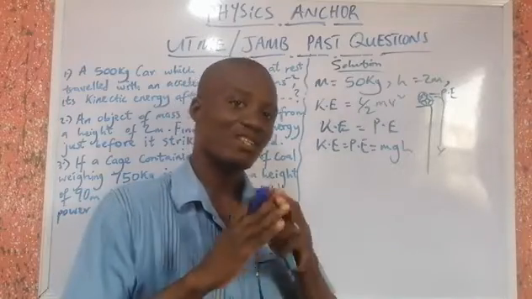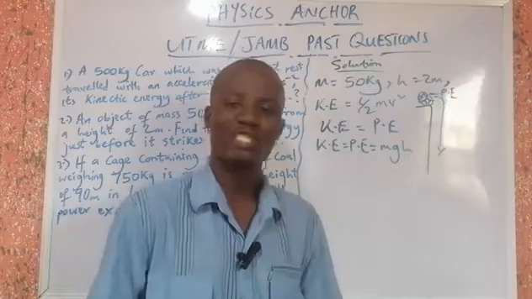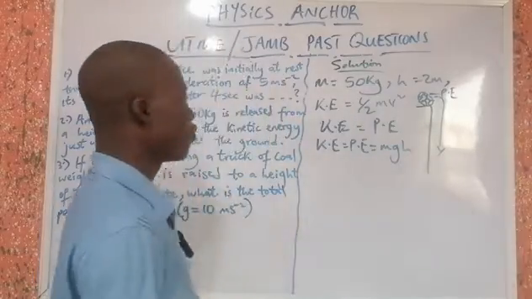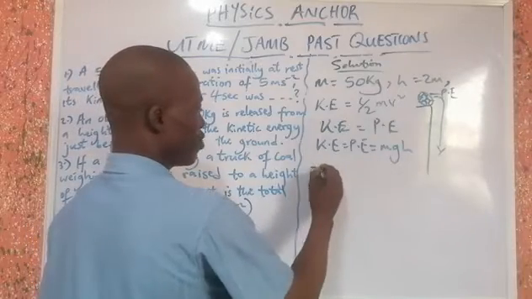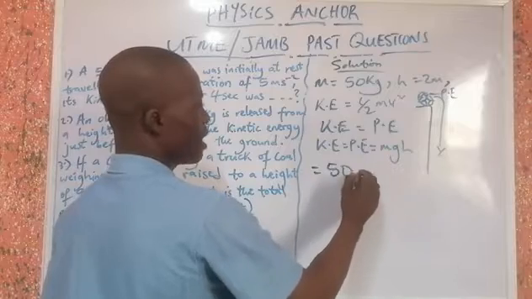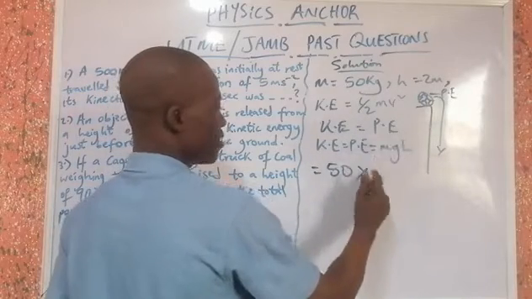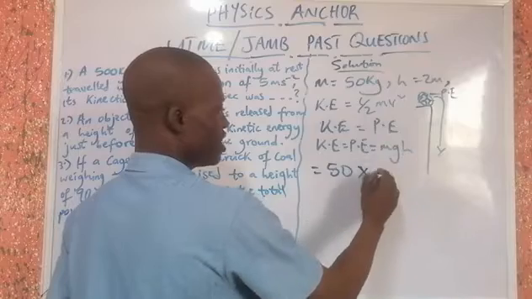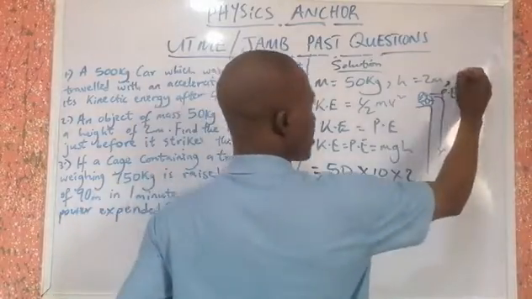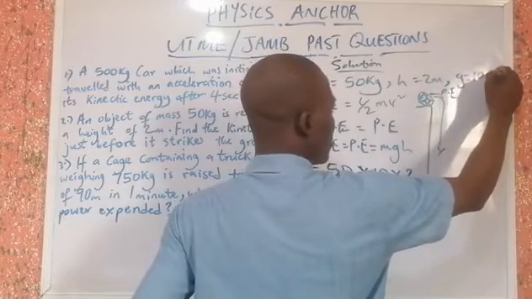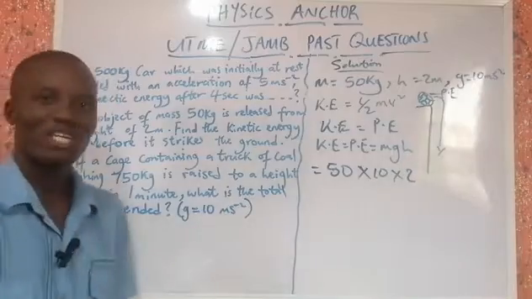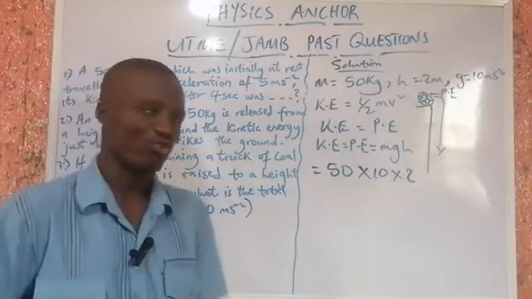But if you are writing any maybe WAEC or JAMB, you can always use your g as 10 meter per second square. So we have our g as 10 meter per second square. Our mass is in its SI unit, kilogram. Our height is 2 meter, but our g is 10. So let me write g equals 10 meter per second square. Even though it was not given, we know that is the value of our acceleration due to gravity.